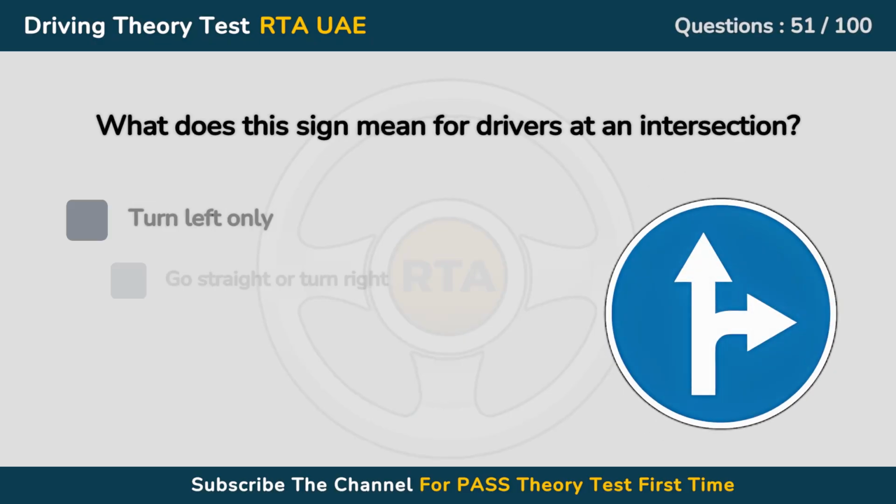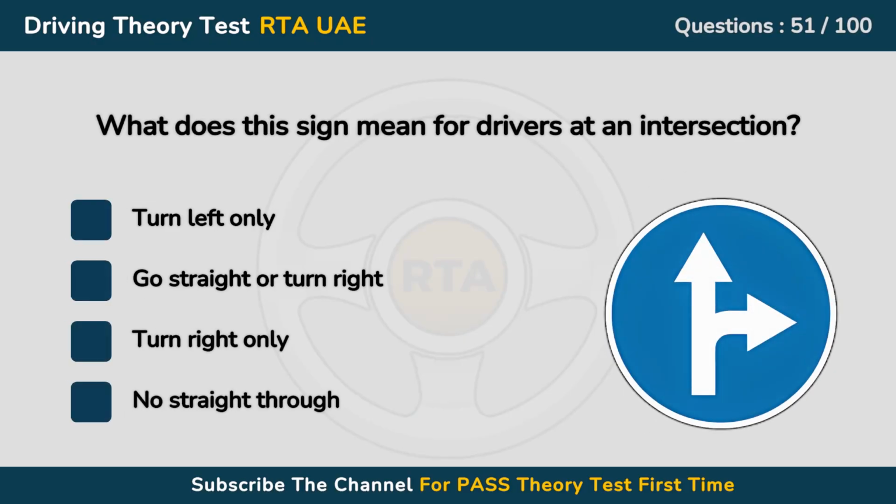Question 51. What does this sign mean for drivers at an intersection? A. Turn left only. B. Go straight or turn right. C. Turn right only. D. No straight through.